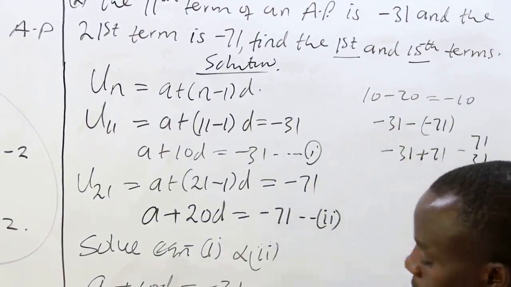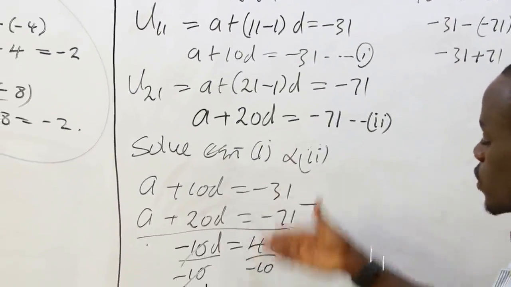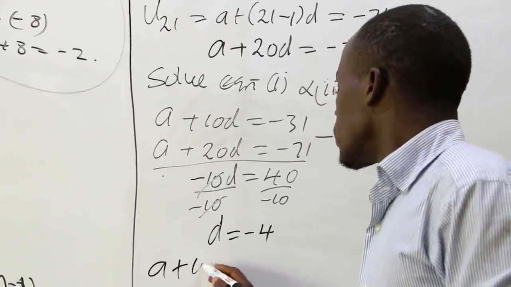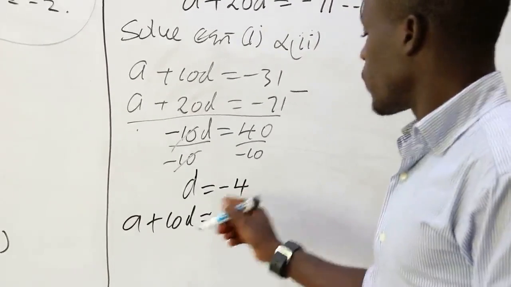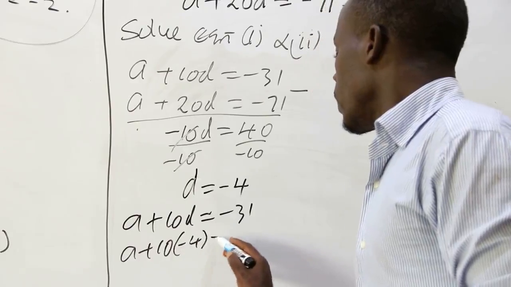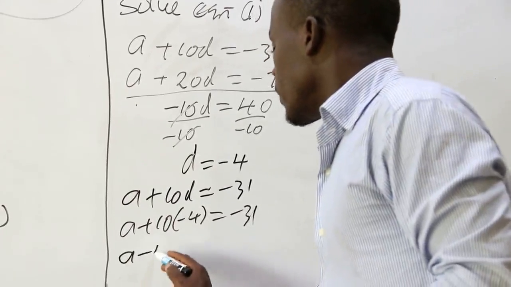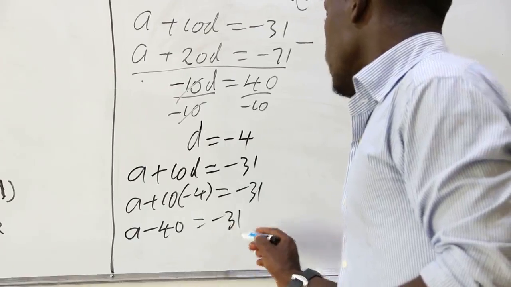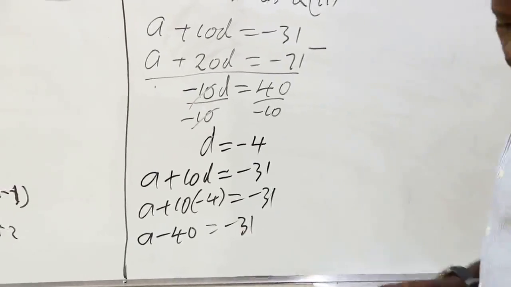So let's see how we can get our a. Just like the way we solve normal simultaneous equations, use any of the two equations and then we substitute our d. So using equation 1, which is a plus 10d equals minus 31, our d is minus 4. So we have a plus 10 times minus 4 equals minus 31. And that will give us a minus 40, that is 10 times minus 4, equals minus 31.